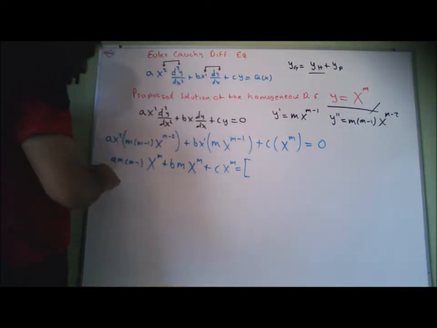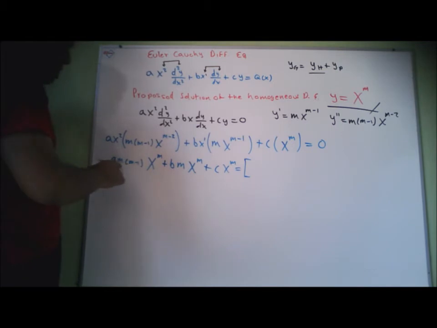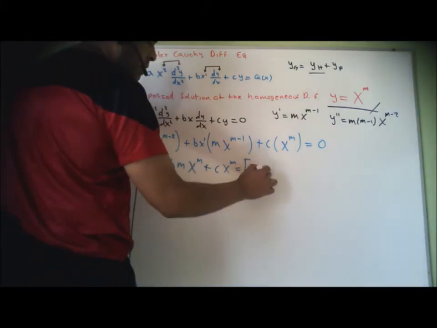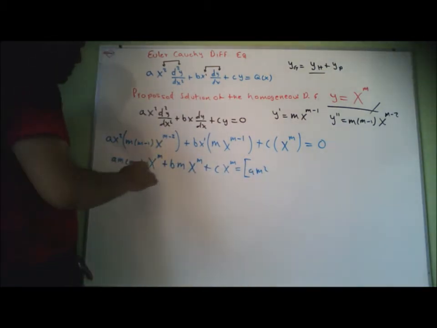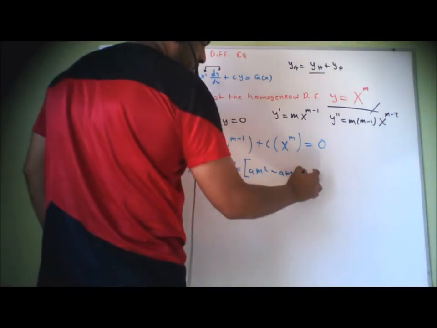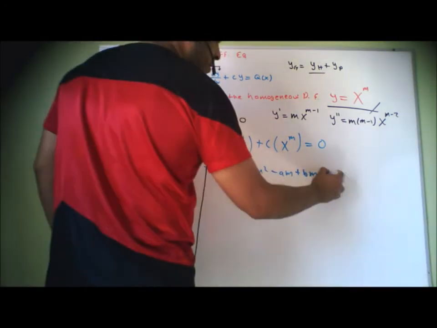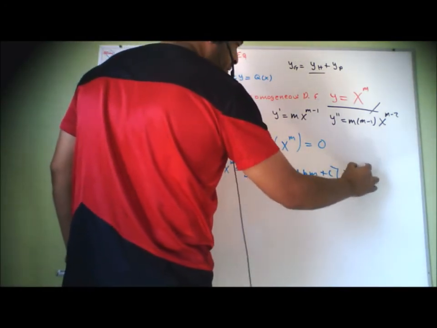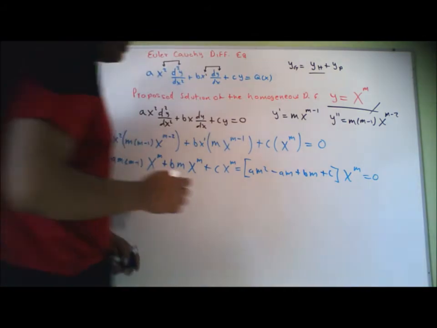So let's do the multiplication here. It's going to be am squared minus am plus bm plus c, and then x to the power of m, and this is supposed to be equal to 0.